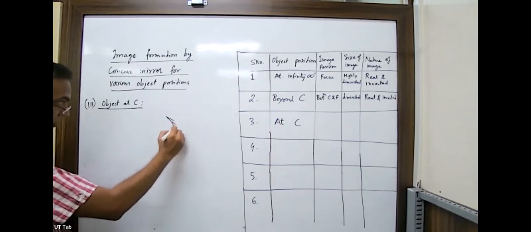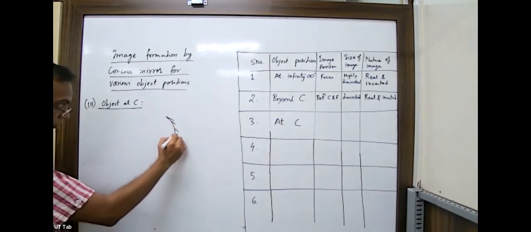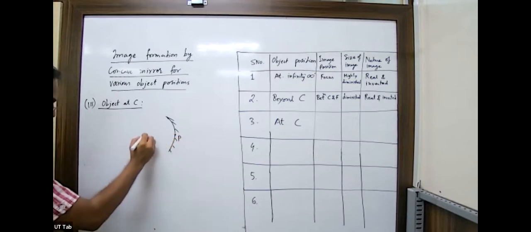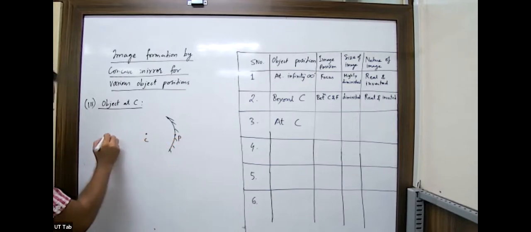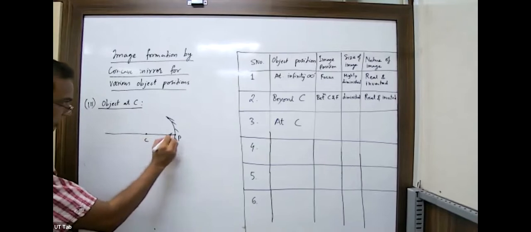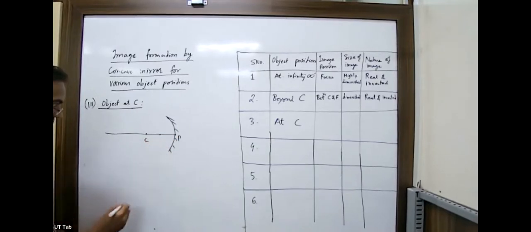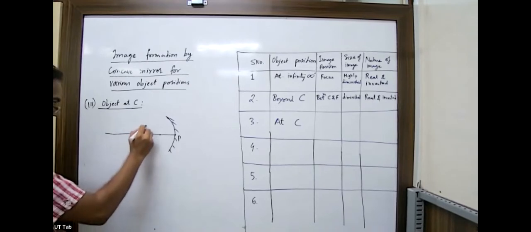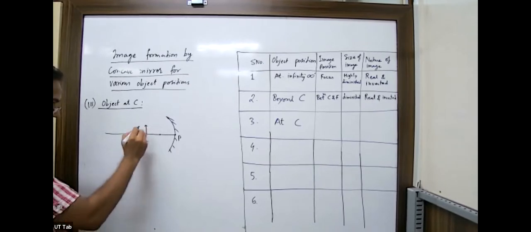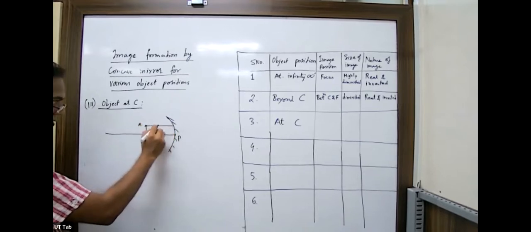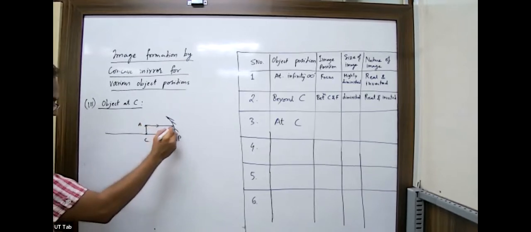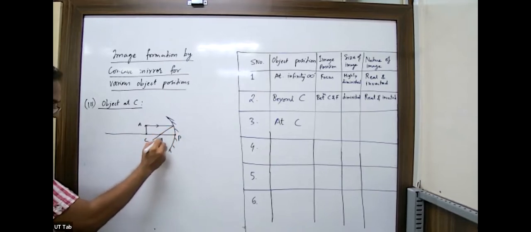First the mirror, pole, C, and the straight line which is the principal axis. Now mark the midpoint. When the object is at C, first we'll take a straight line parallel, which will return through focus.